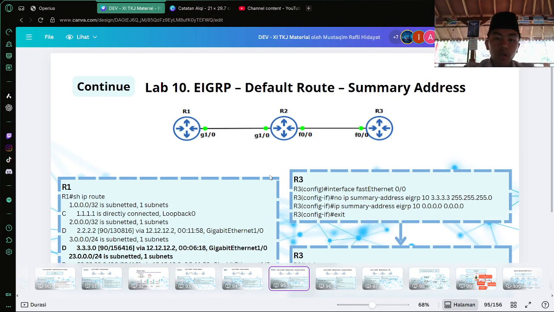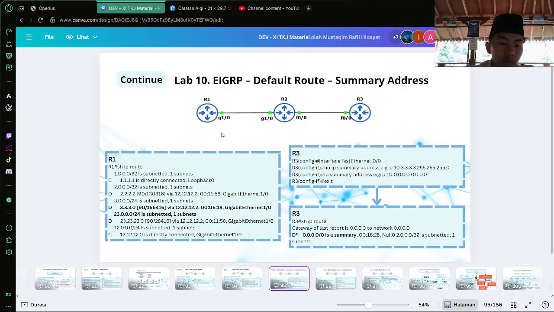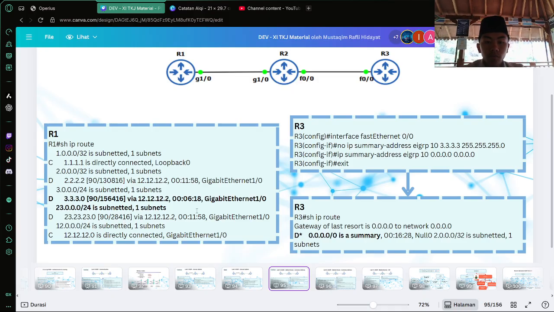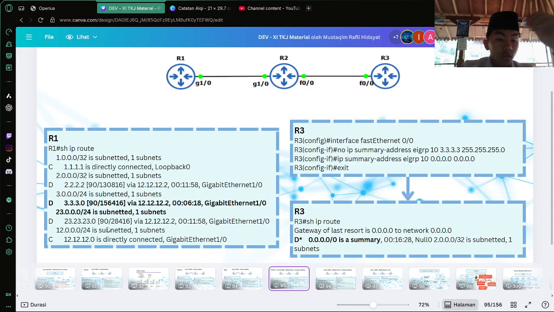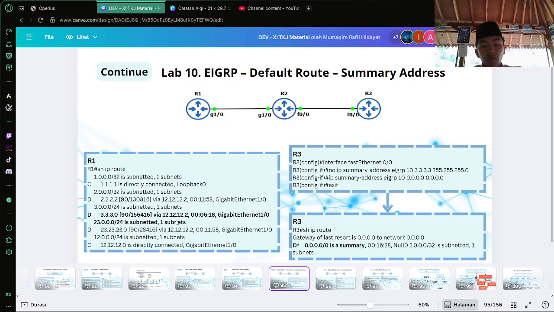The next slide is about the AGRV default route summary address. You must first check the IP route, do show ip route, and you can see here the IP address 3330 via 12.12.12.2 on GigabitEthernet 1/0.